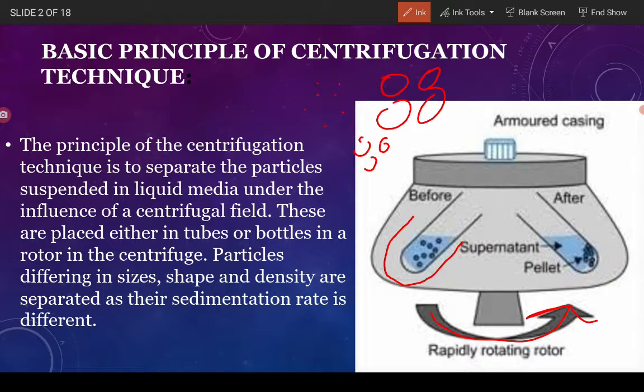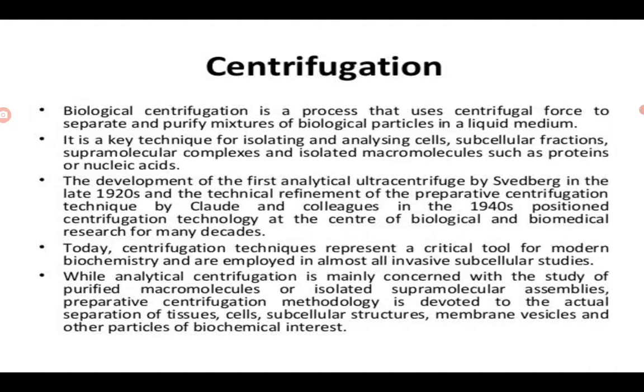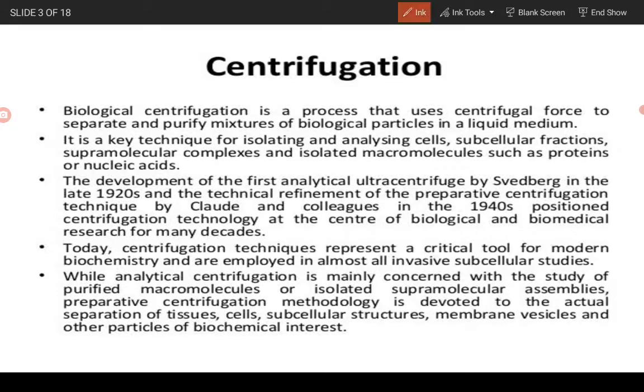For example, these smaller particles will have a lower sedimentation rate. It will take more time to sediment these small particles, while these large particles will sediment at a high rate, very fast. Their sedimentation would occur very fast because their mass is greater, right? So this is what centrifugation is. Now this is another slide about your introduction.